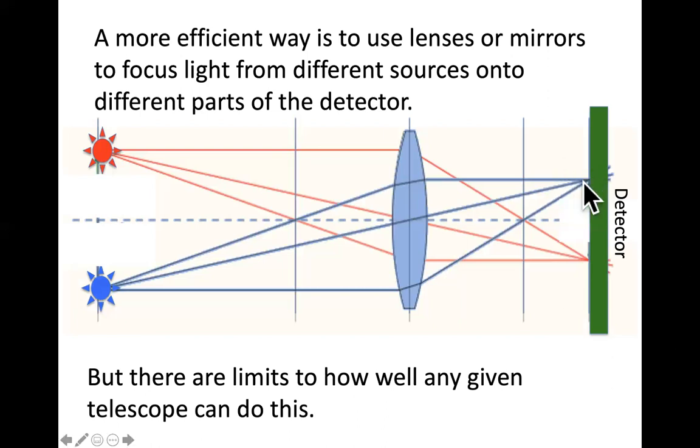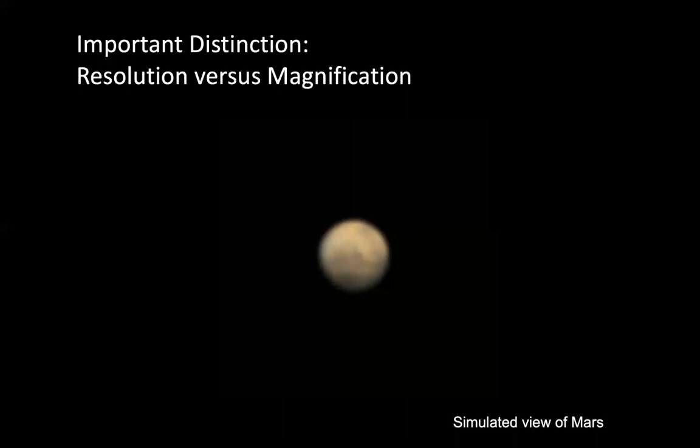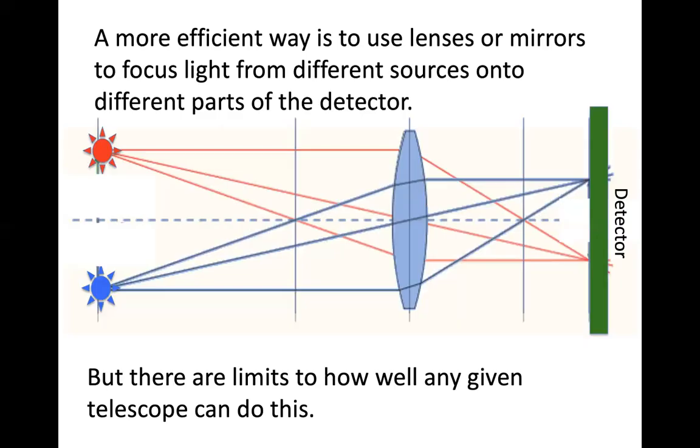So again, you can now say anything that appears here is from this source, anything that appears here is from this source. Great. But there's a limitation to how well you can separate these two sources. And that limitation is what is referred to as a resolution limit. There is a limit to how well you can separate the light from two closely spaced sources.